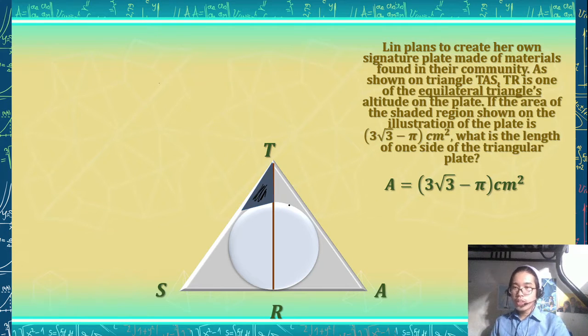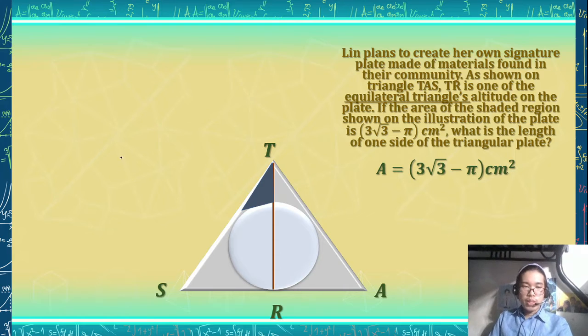Okay, so how can we find the measurement of the sides TS, TA, and SA for this problem? We can find the side measurements using a very cool trick that we're going to use here.